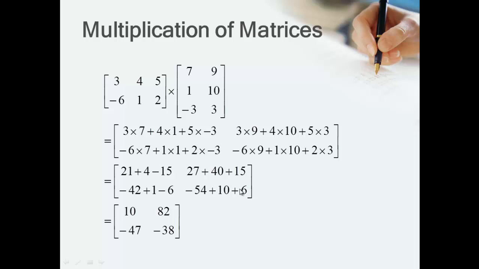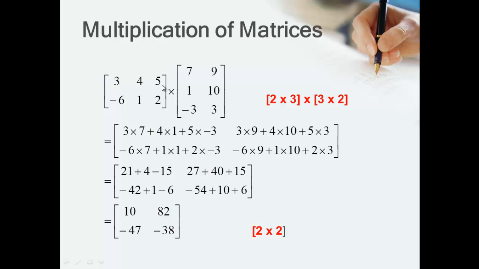Now when we're multiplying matrices together, we simply times the row by the column. This matrix here is a 2 by 3 matrix. This matrix here is a 3 by 2. Therefore, when we times that together, we should get a 2 by 2 matrix at the end. If you look at what we're doing there, we're going to get 3 times 7, 4 times 1, 5 times negative 3. That's going to give you 21 plus 4 minus 15, which will give you an ultimate value of 10.